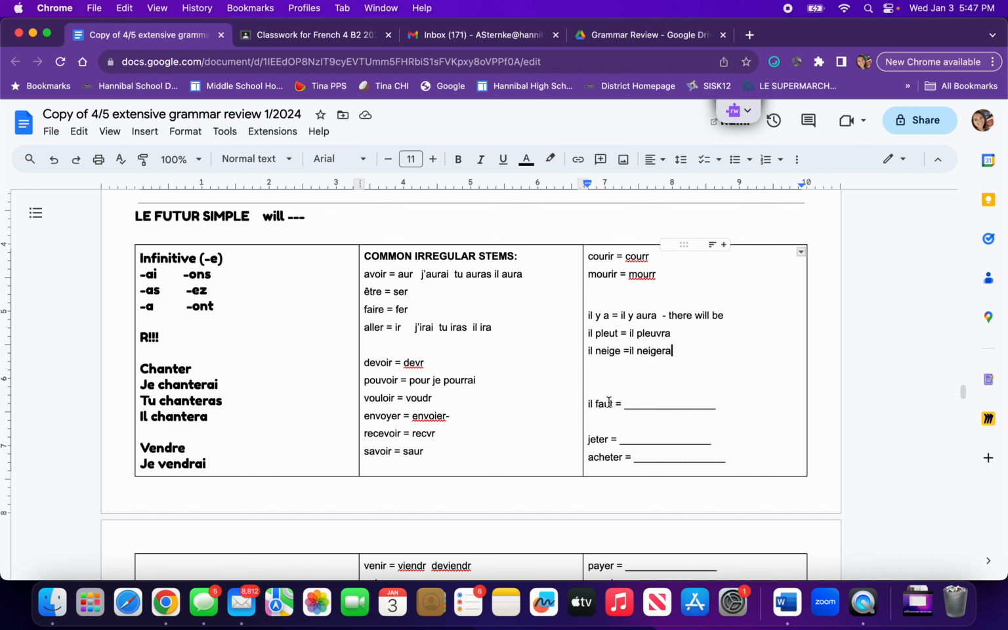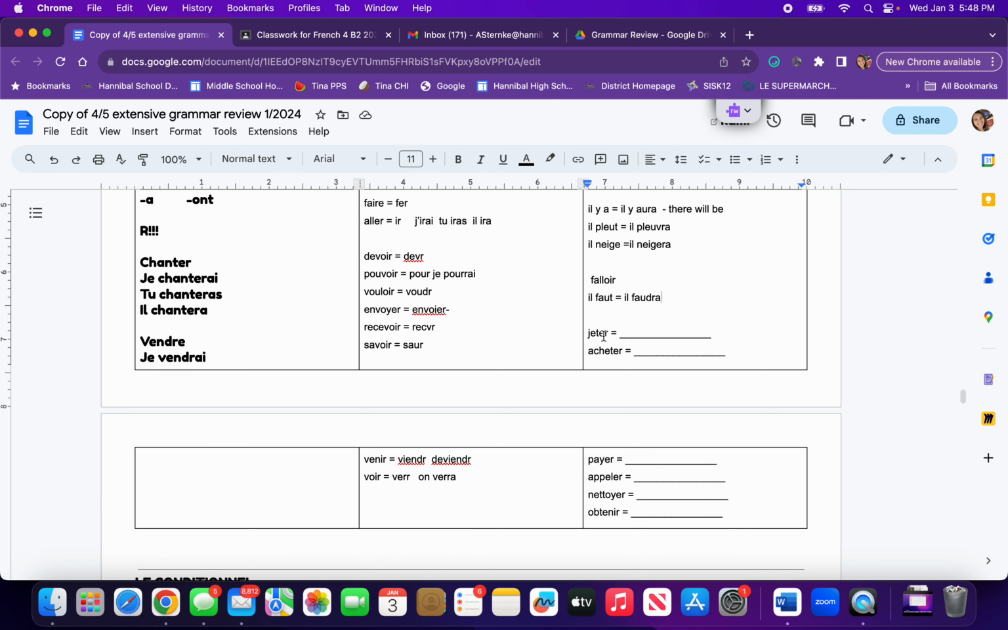Il faut, great phrase to know. It means it's necessary. You've got to, you must, it's got to be done. Il faut. It's from the verb falloir, by the way. The verb, to be necessary. But il faut is it's necessary, so il faudra, it will be necessary. Again, because it's being used as it and not he, it can only exist in that impersonal il form.